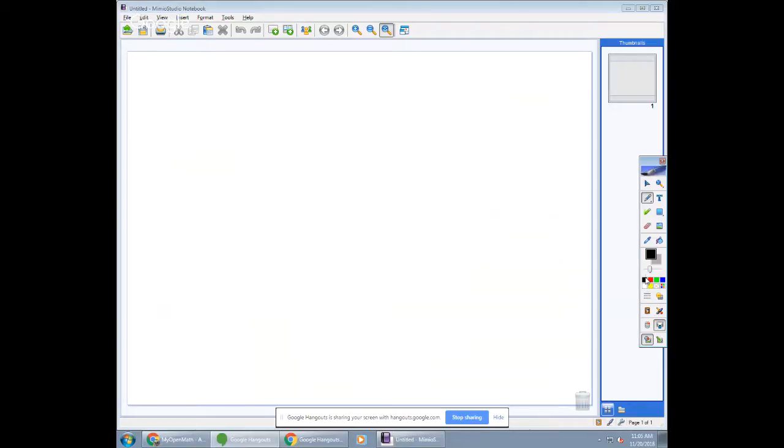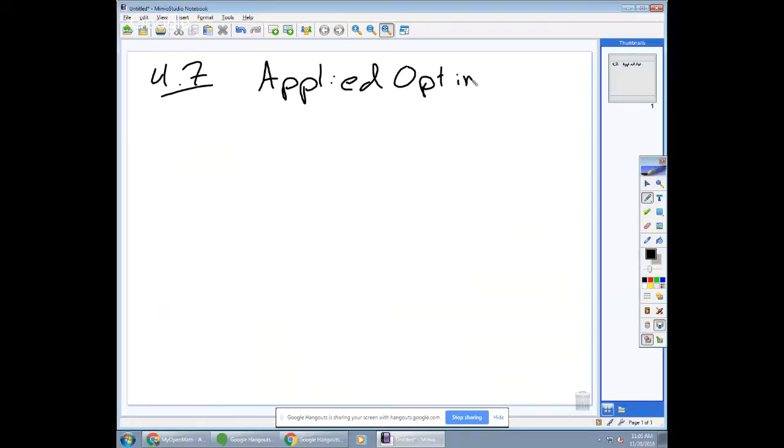This is a problem from section 4.7. Oh, my pen's not tracking right still. This is applied optimization. Optimization is essentially max-min problems.